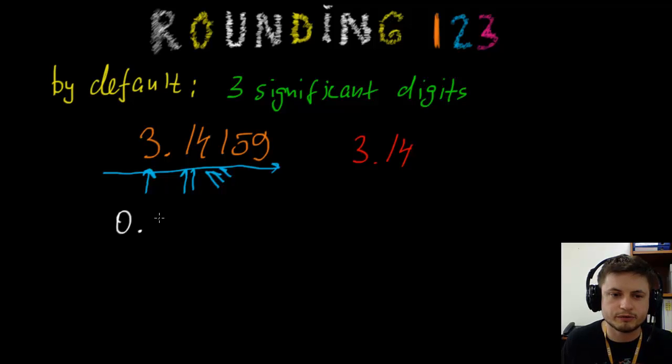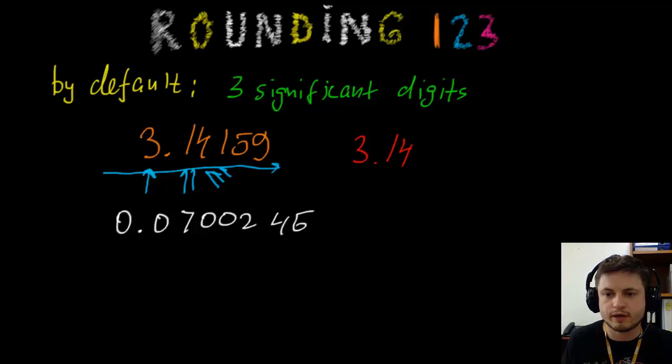Now, what if it's a number like this? What if it's 0.07000245? How would you find 3 significant digits here? Well, once again, you start from the left. Let's go from the left to the right, and you have to count everything but zeros. So this is a 0, so that's not a significant digit. That's a 0, not a significant digit. This right here is your first significant digit.